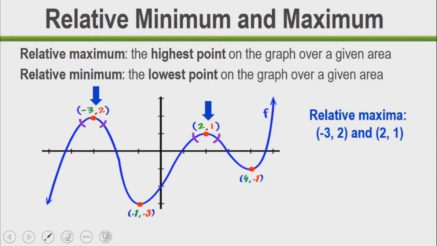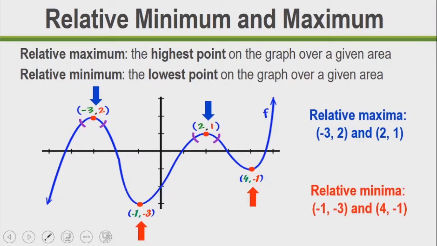What about the relative minimum? This is the lowest point on the graph over the given area. By now, maybe you have already figured out that we have 2 relative minima on this graph too, and they are shown by these 2 points. The plural of minimum is minima, and the plural of maximum is maxima, because we have more than one in this particular example. That's why I'm using relative maxima and relative minima. So don't think it's a mistake. It's not.